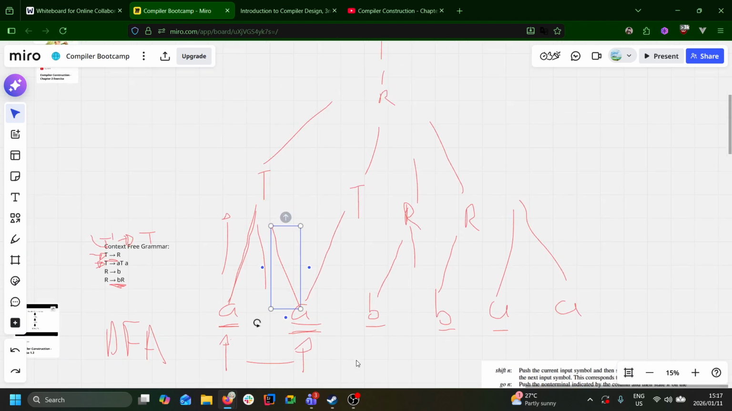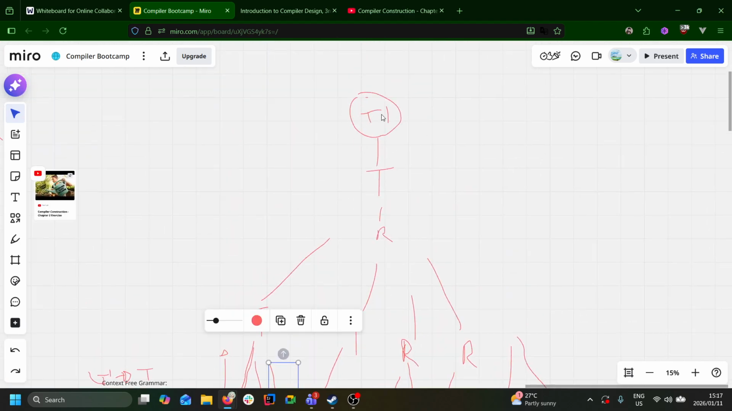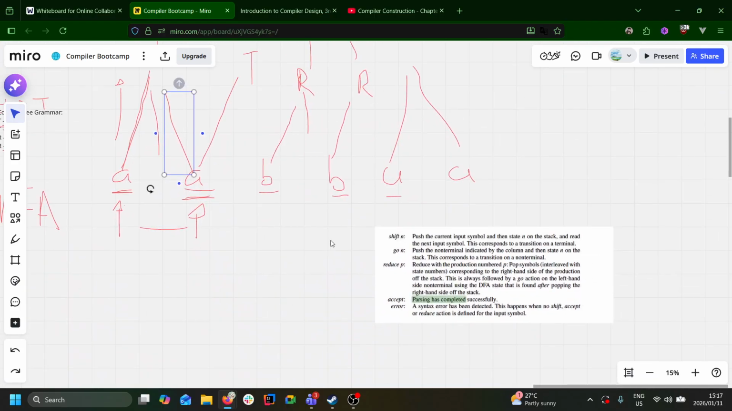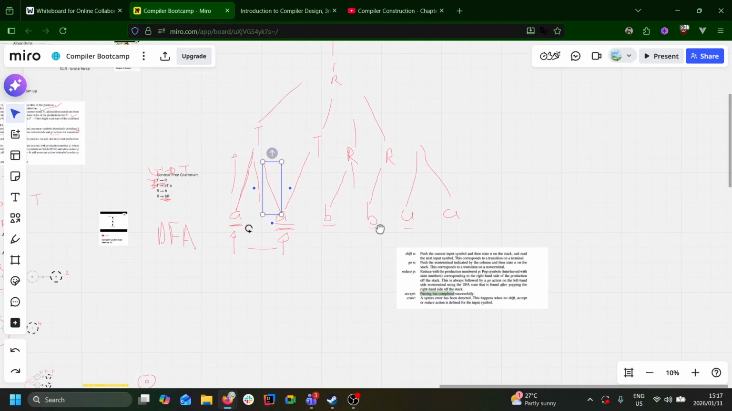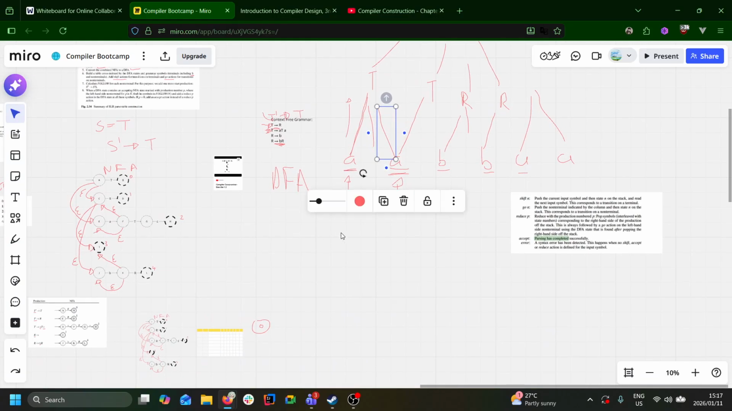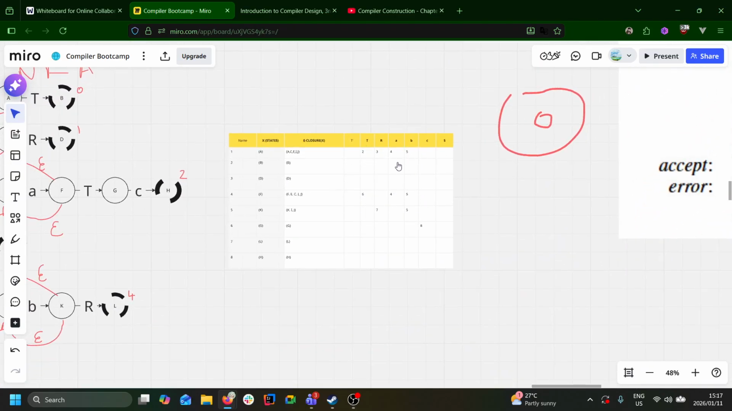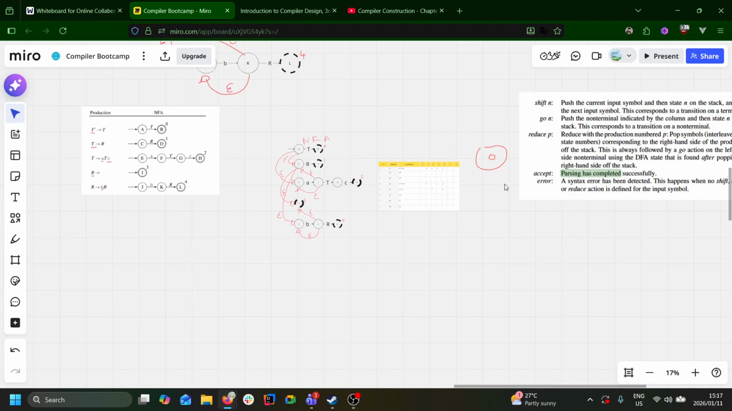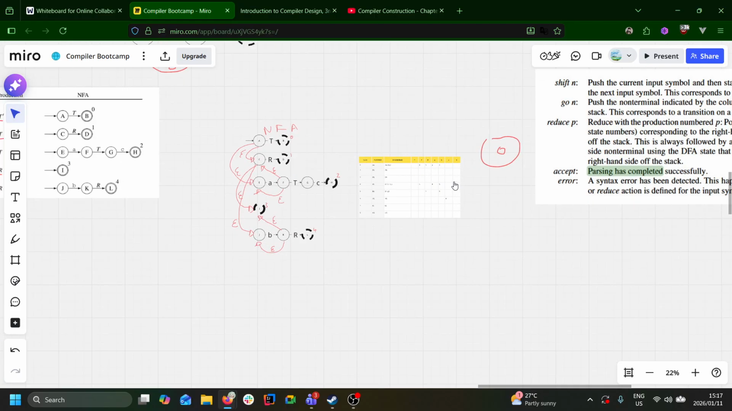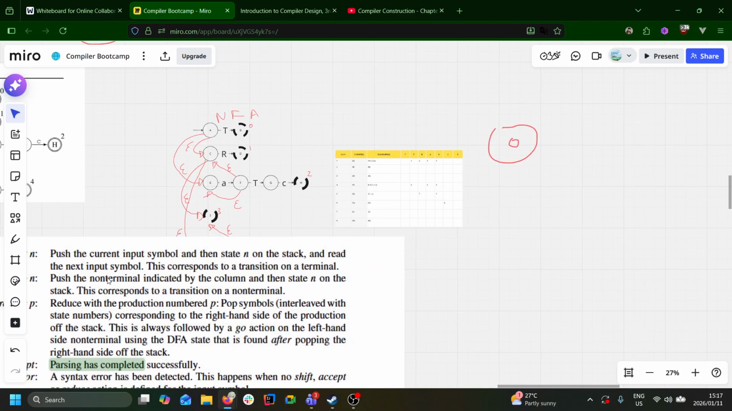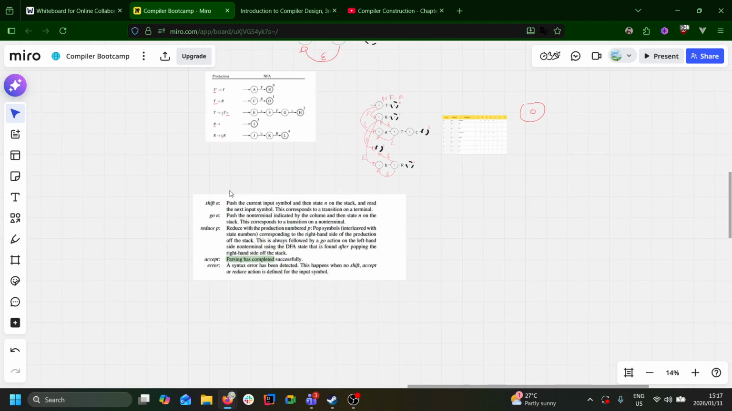Accept is when you reach the top of the tree and you're done, and an error is when you try to do an action but something went wrong and you just throw an error. At least, something was not supposed to happen. So on your table, if you read a table and there's an error or there's nothing there, then there's usually an error. You throw an error.